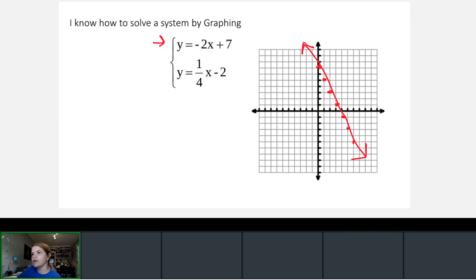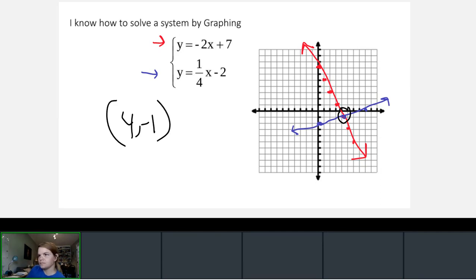All right, and then I'm going to graph this bottom one. So my y-intercept is at -2. And in this one, I'm going to go up 1 and over 4. And as you can see, I will have already found my point of intersection. So when it asks me for my solution, it's going to be this point right here, which is going to be 1, 2, 3, 4 for x and -1.